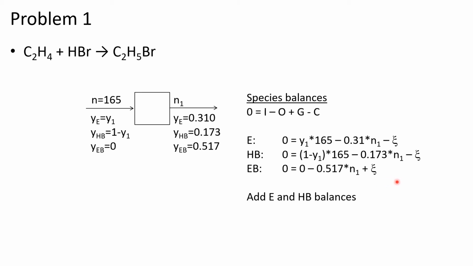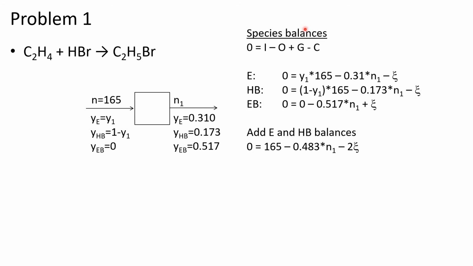So let's start in on that. The very first thing we're going to do is add the ethylene and the hydrogen bromide balances. So those mass balances are rewritten here. All three of them are rewritten here. And I'm just going to add these top two together. The result you get is shown here.